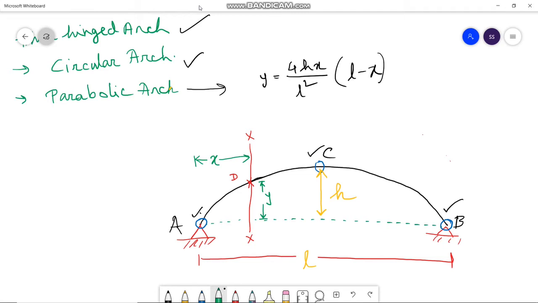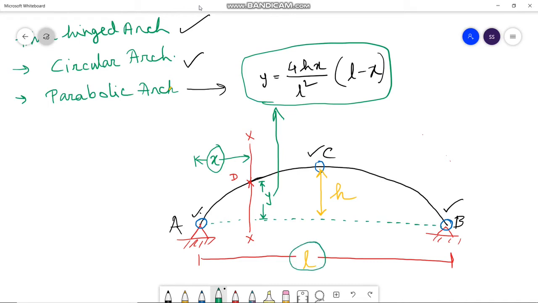So y is the height of the point D from the support level, and small x is the distance of the section xx that goes to the point D from the left hand support A. So we can calculate y from this equation, where, again, L is the span of the arch, and h, that is small h, is the height of the crown from the support level of the arch.